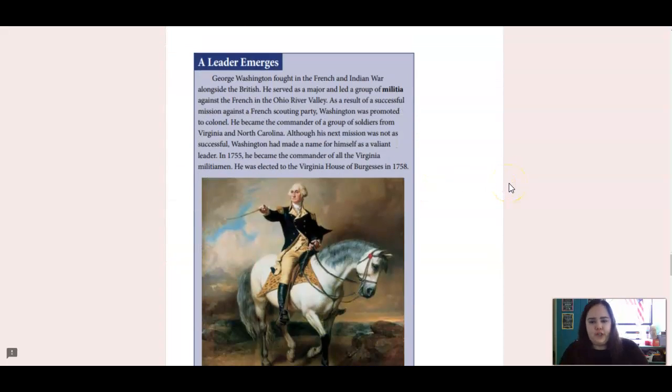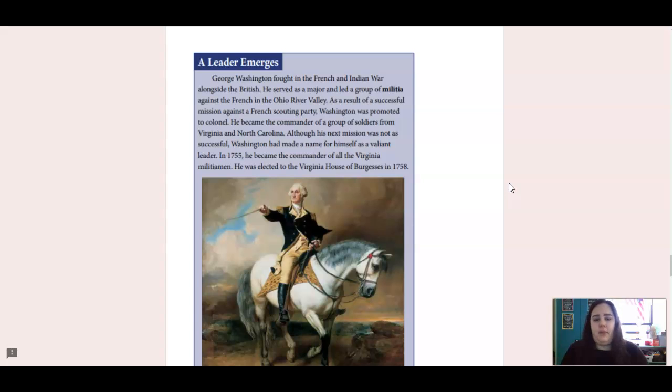A leader emerges. George Washington fought in the French and Indian War alongside the British. He also served as a major and led a group of militia against the French in the Ohio River Valley. As a result of a successful mission against a French scouting party, Washington was promoted to colonel.